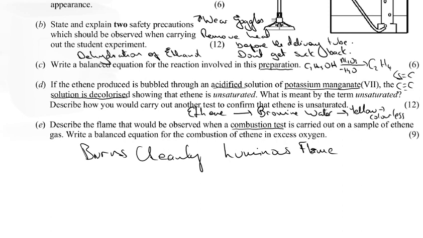And then it says, write a balanced equation for the combustion of ethene. So you take your ethene molecule, C2H4, you're going to combust it with oxygen. That's what combustion means, mixing it with oxygen. Now please remember, every single time you burn a hydrocarbon in oxygen, there are only two products, carbon dioxide and water. That's all.